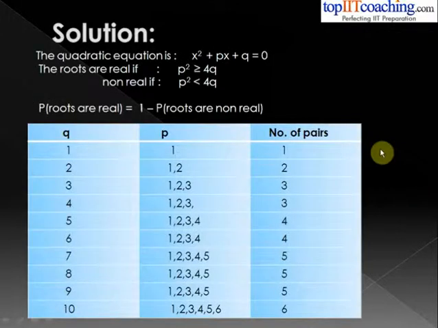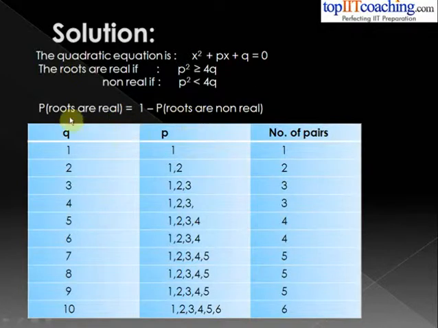Now the given quadratic equation is x square plus px plus q equal to 0. Now we know that for roots to be real, the discriminant should be greater or equal to 0. That is, p square should be greater or equal to 4q. And for roots to be non-real, the condition is p square should be less than 4q. Now we know that the probability of roots to be real is equal to 1 minus the probability of roots to be non-real. So what we are going to do here is find the probability of roots to be non-real and then subtract this probability from 1 to get the probability of roots to be real. Now we also know that p and q belong to the set 1 to 10.